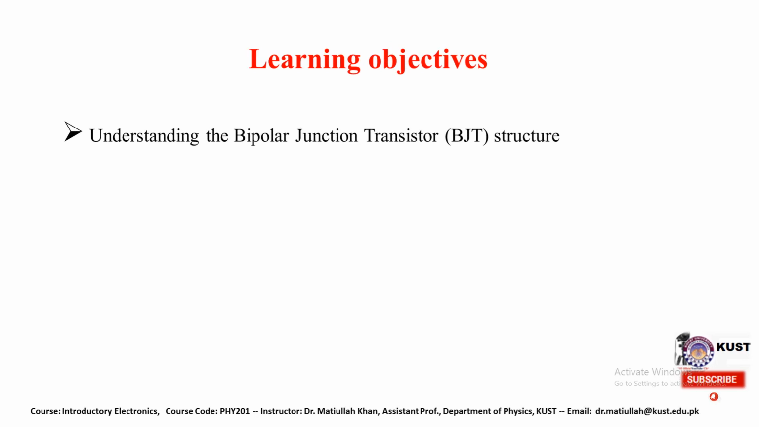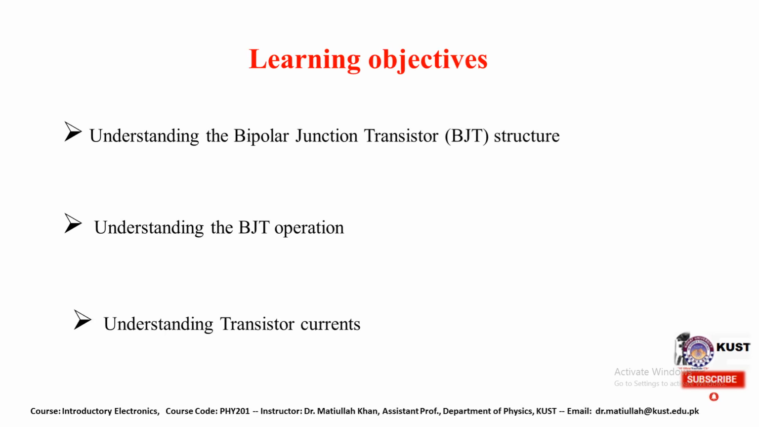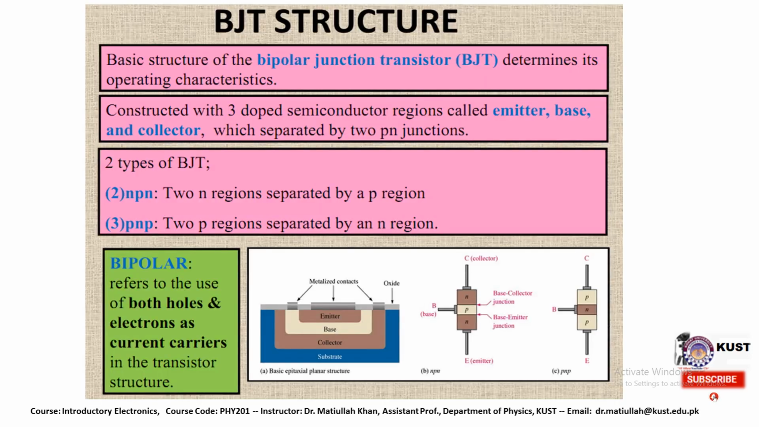The first thing we need to understand in this lecture is the basic structure of bipolar junction transistors. The second thing we intend to learn is the operation of the BJT, which stands for bipolar junction transistor. We also need to know the transistor currents, I mean the various types of currents produced during the biasing of the transistors. So the first thing is the structure of bipolar junction transistors.